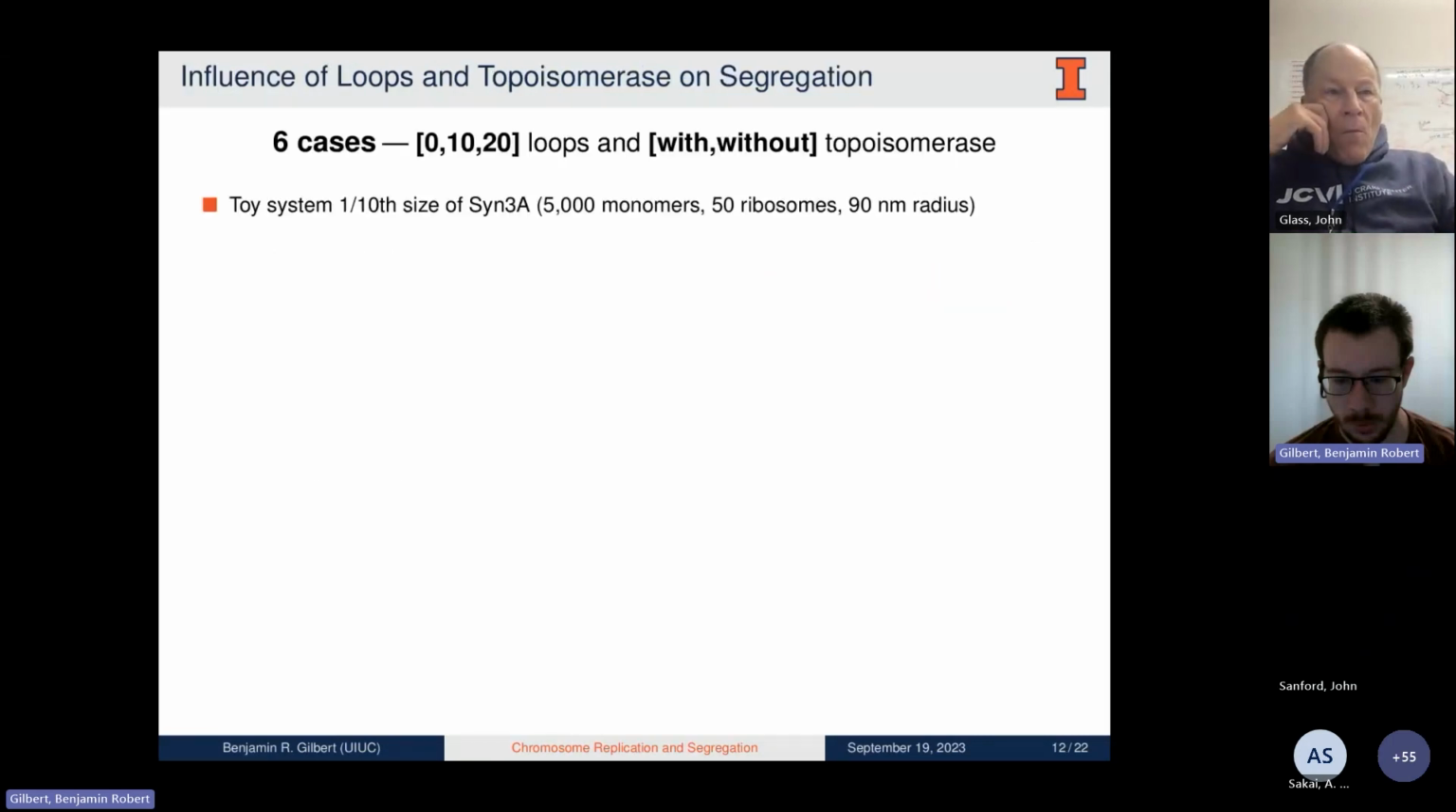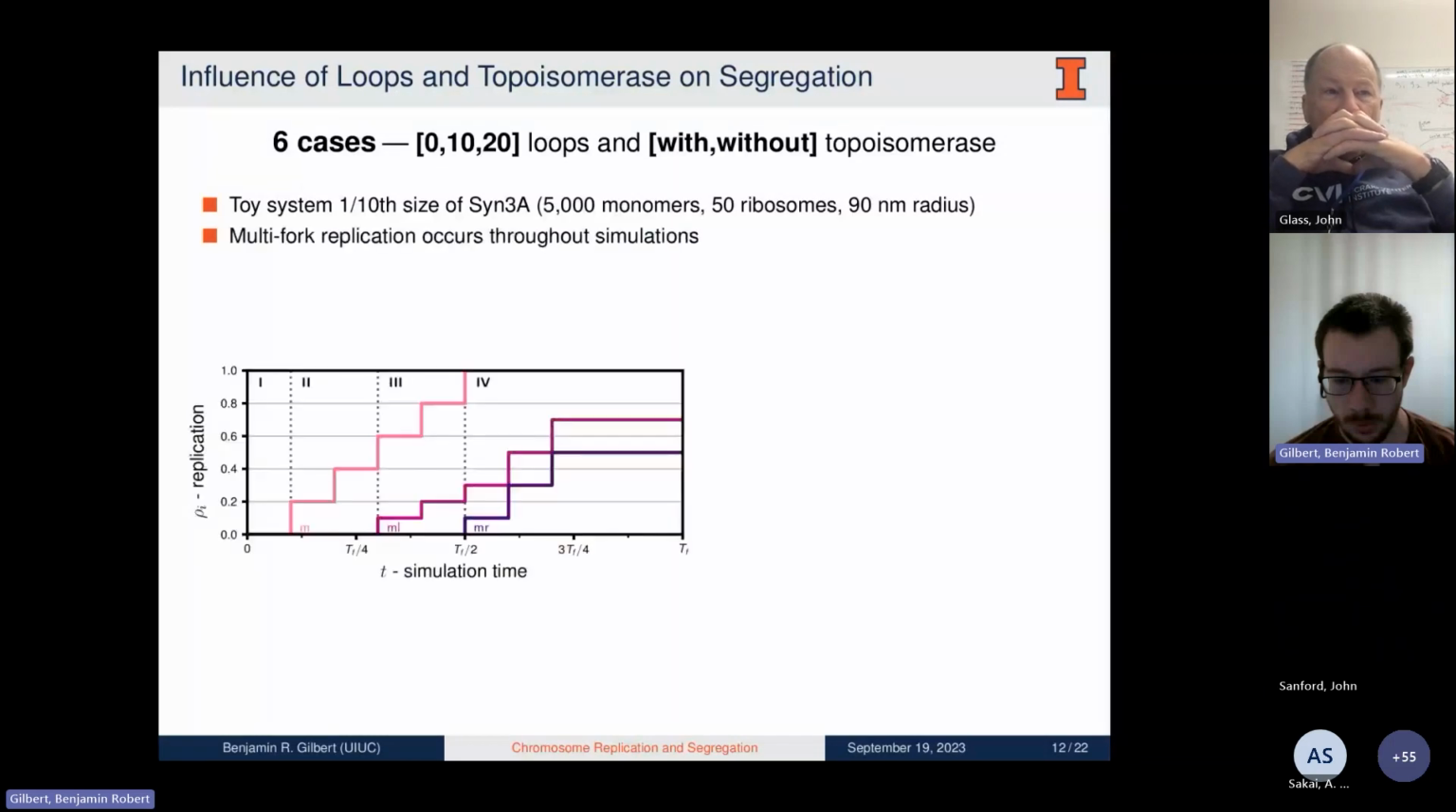And so to look at the overall influence of these combined, we looked at 6 cases where we varied the number of loops, and then we varied the presence or absence of topoisomerase. So we did this for a toy system 1/10 the size of Syn3A. Throughout the simulation, we allowed replication to occur, and it was multi-fork replication. So initially it's unreplicated, then the mother begins replicating. So what you're seeing in this graph is the extent of replication, and then the left daughter begins replicating before the mother itself is finished replicating, before it reaches 1. And then the right daughter begins replicating at the end.